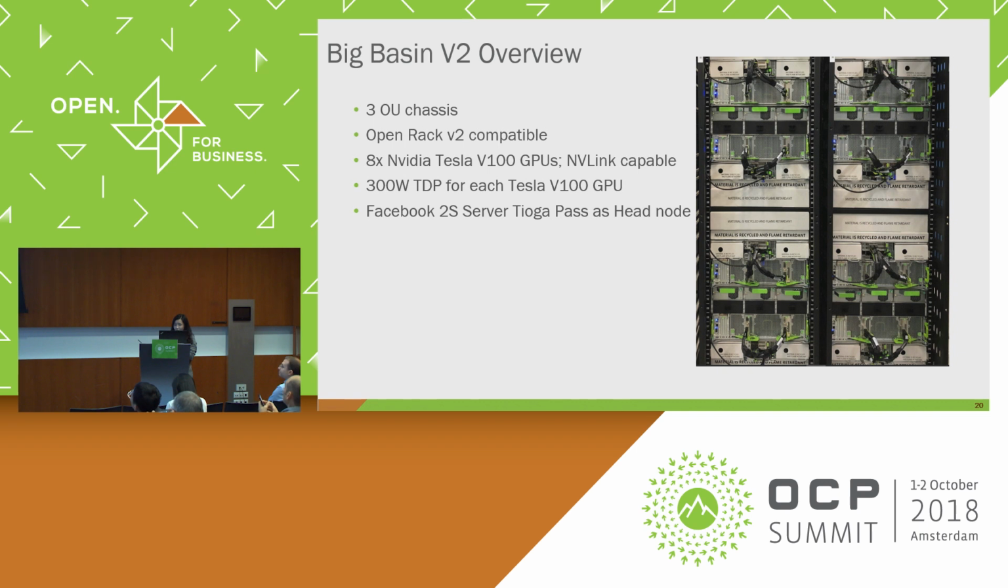This is a rack overview, like how Big Basin is being shipped. So each rack, we actually have 4 different Big Basin V2 together with the handle. We have some space left there, mainly because of the rack power envelope. So Big Basin V2 is a 3OU chassis. This is ORV2 compatible.